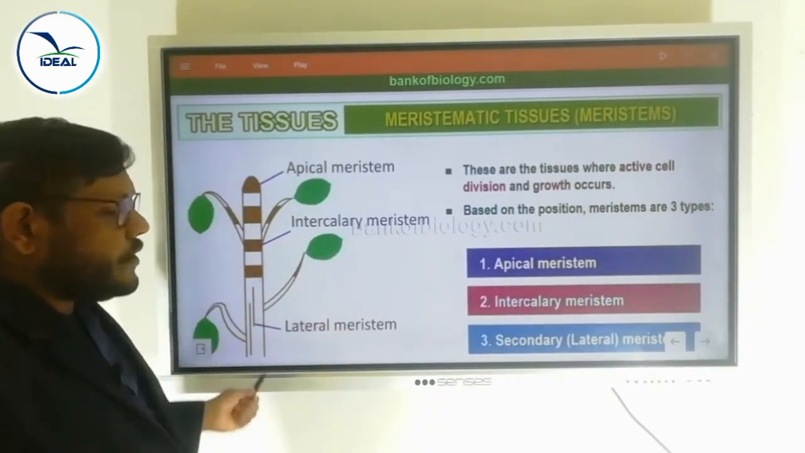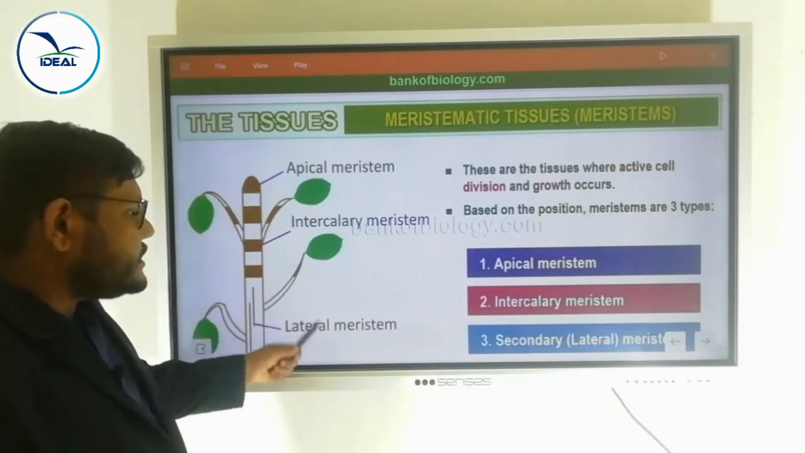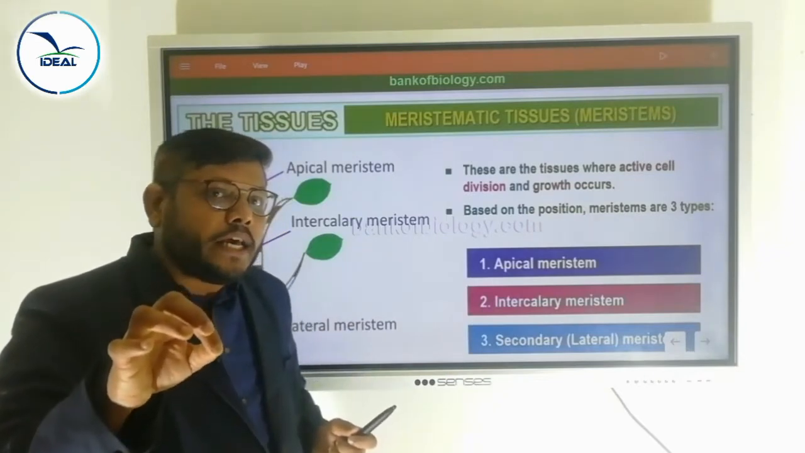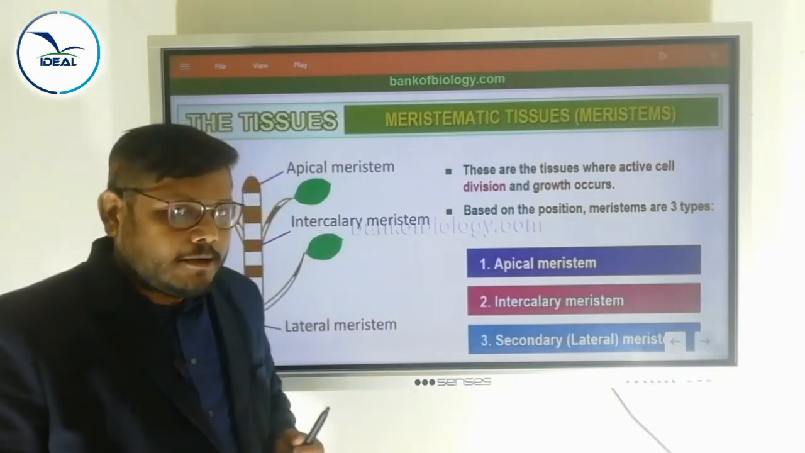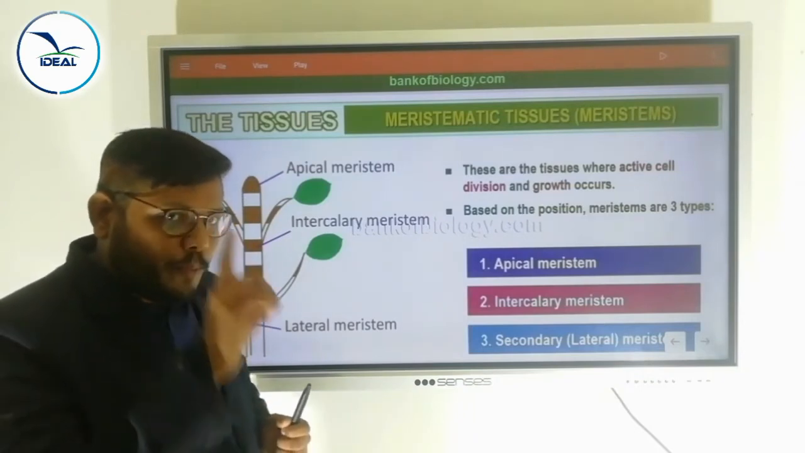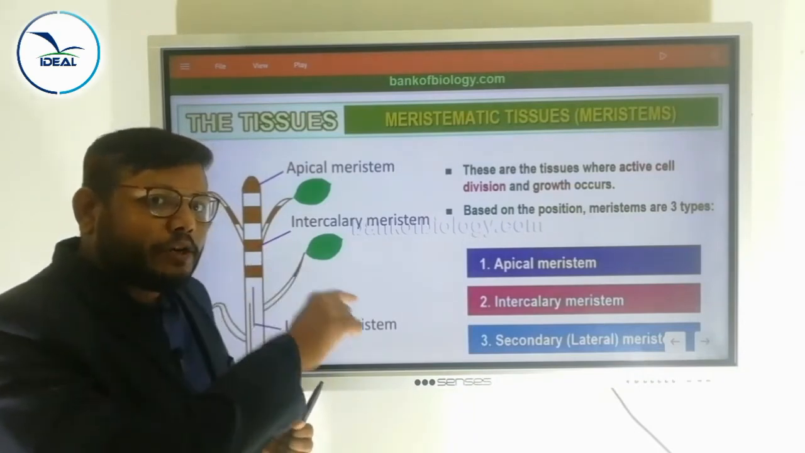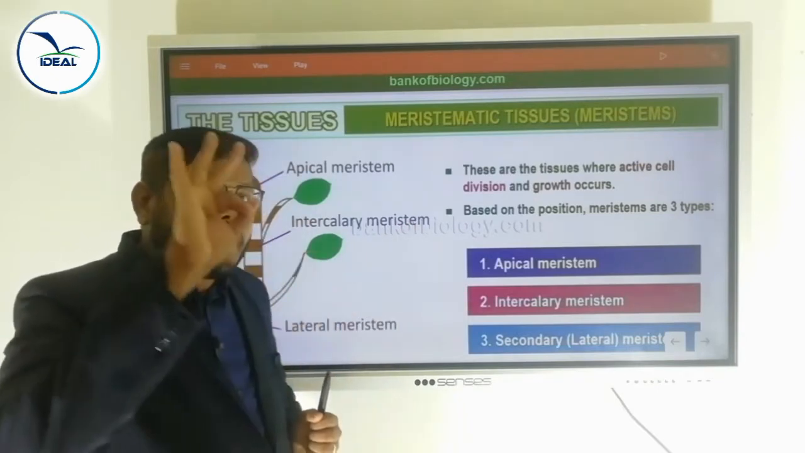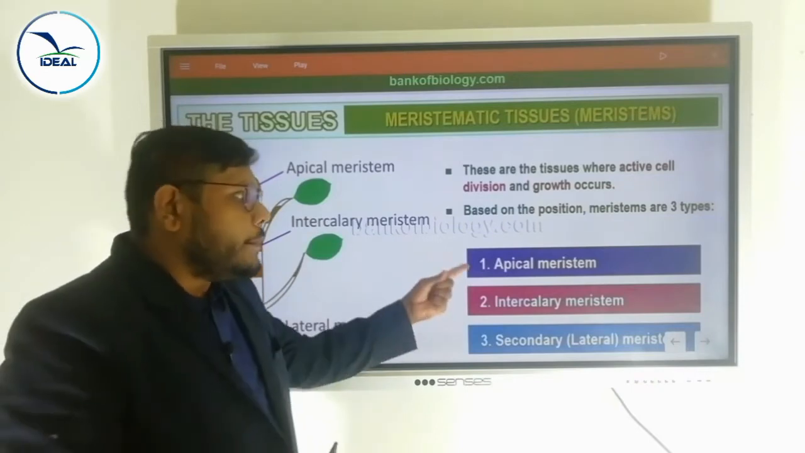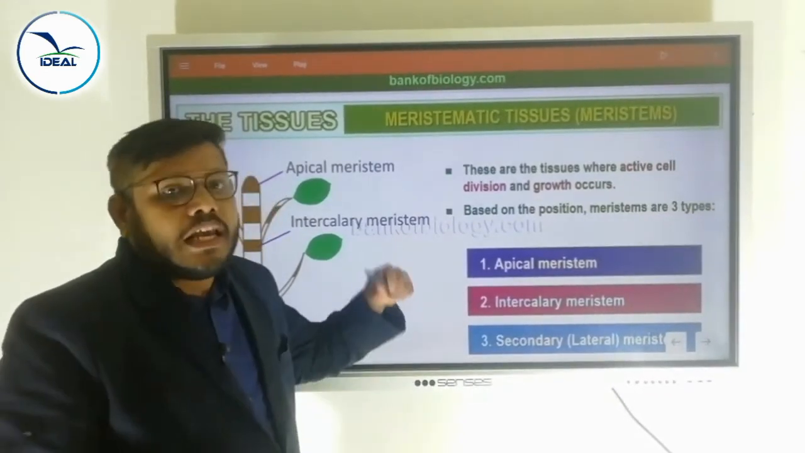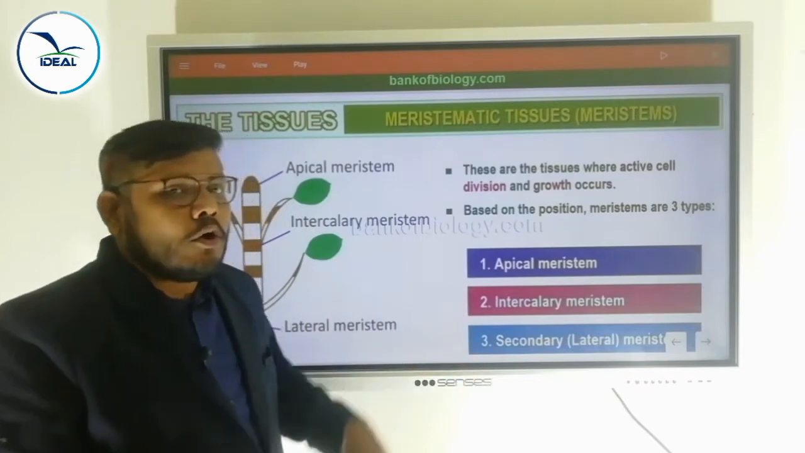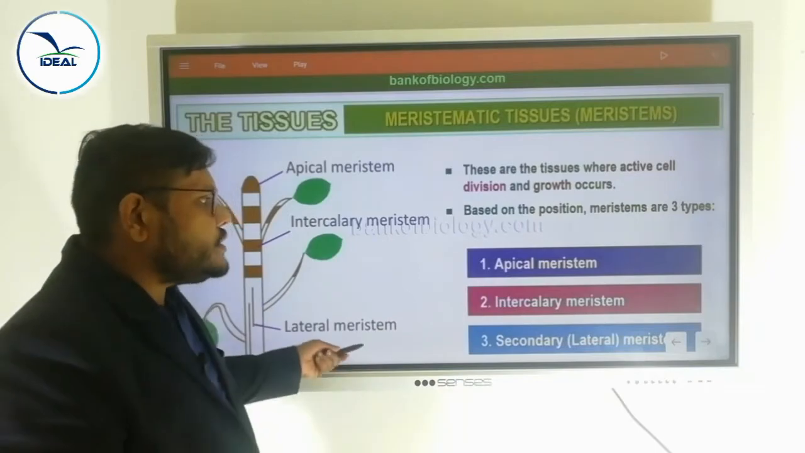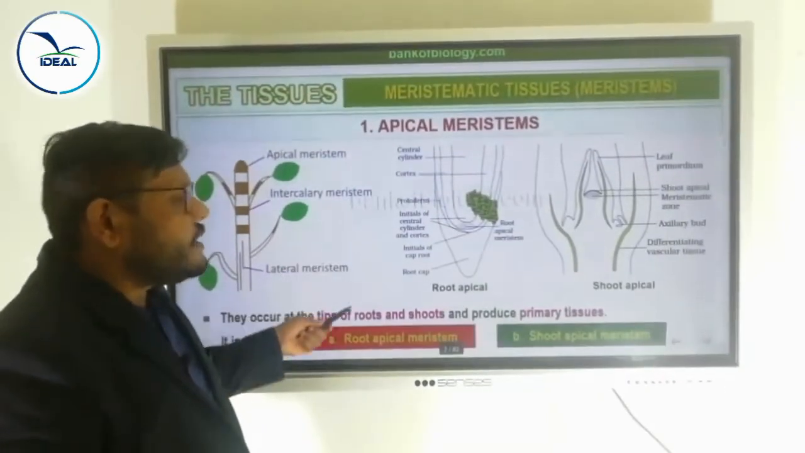This is the structure of the apical meristem, intercalary meristem and lateral meristem. On what basis is this classification made? Based on the position of the meristem. If you consider one plant, where are these meristems located? On that basis the meristems are divided into three: apical meristem, intercalary meristem, and lateral meristem or secondary meristem. So we can discuss them one by one. The first one is apical meristem.